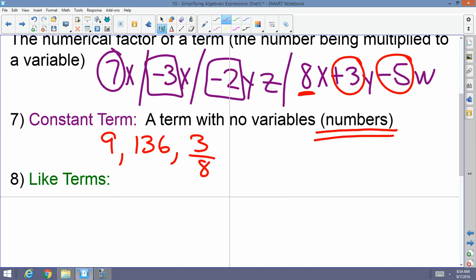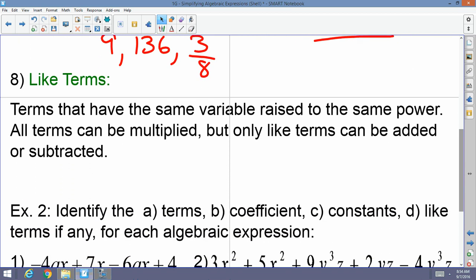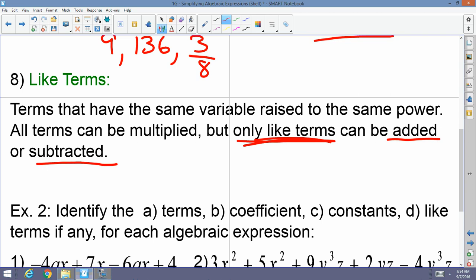Like terms. Okay. Like terms are terms that have the same variable raised to the same power. All terms can be multiplied, but only like terms can be added or subtracted. Think about going to the store. If you purchase 3 apples, and then your sister, or your brother, a friend, purchases 3 bananas. Do you guys have 6 apples now? No. Do you have 6 bananas now?